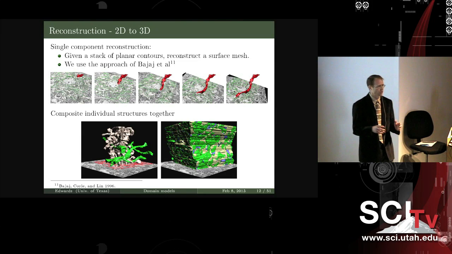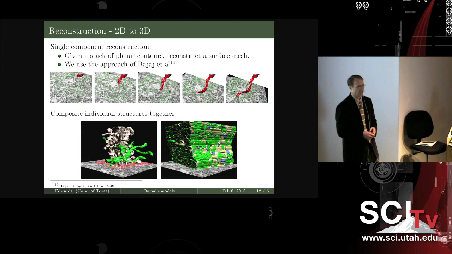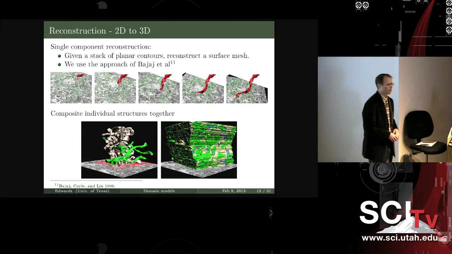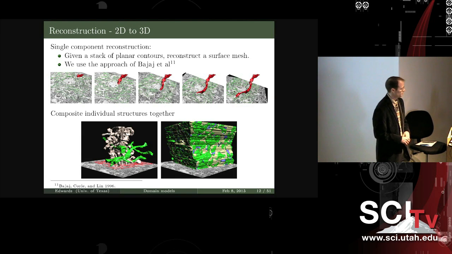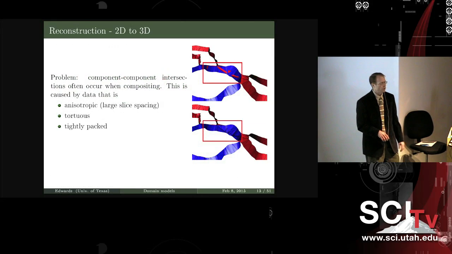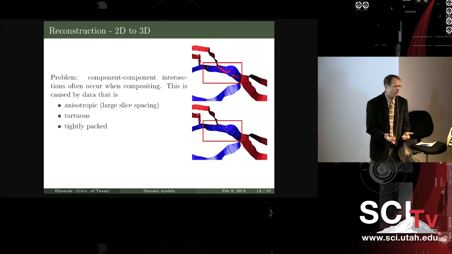We take each single component. They're labeled, so we can take all the contours for a given dendrite, all the contours for a given axon, and we fit a surface to each one individually. And then we composite them into the same space. The problem is that when we put them together, in this data, there are a tremendous number of intersections that occur.